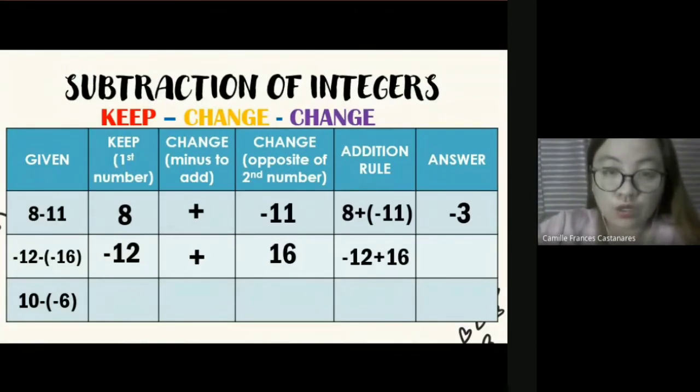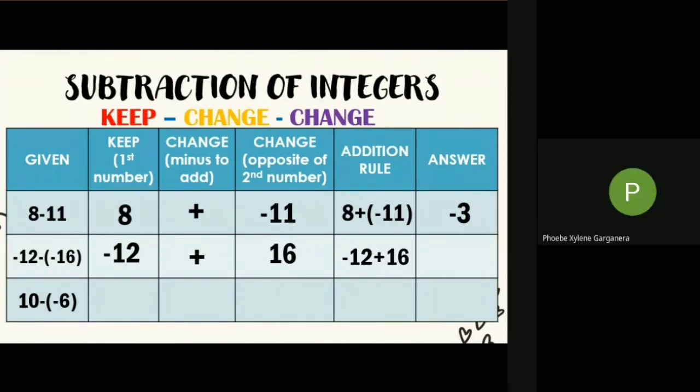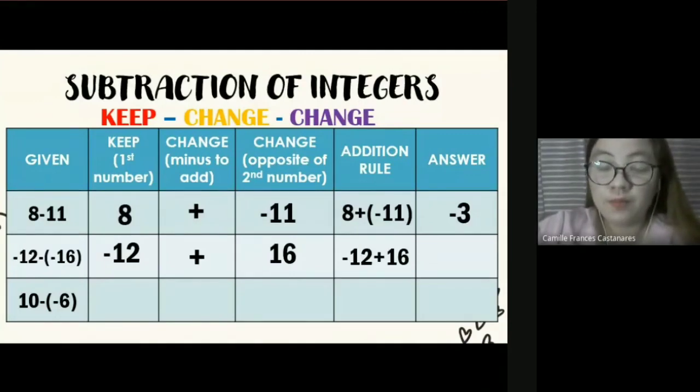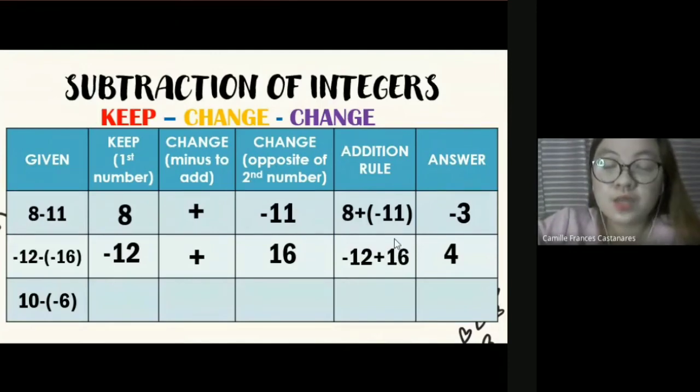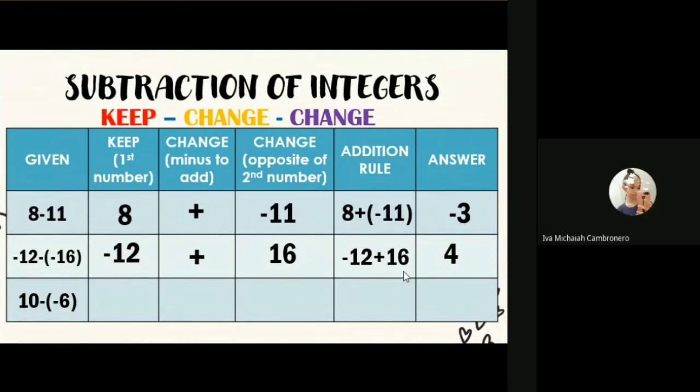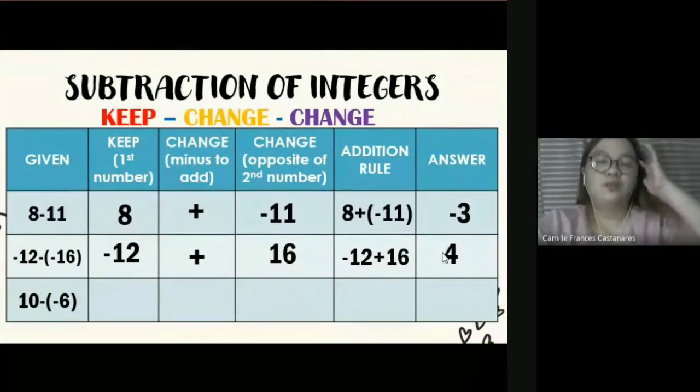In addition rule, pareho ba ng sign? Hindi po. So we have negative 12 plus positive 16. So we will apply the rule number 2, subtract the two integers, and copy the sign of the bigger number. So, what is 16 minus 12? 4. Okay, we have 4. So, what is the bigger number? 12 or 16? 16. What is the sign of 16? Positive po. Okay, very good.